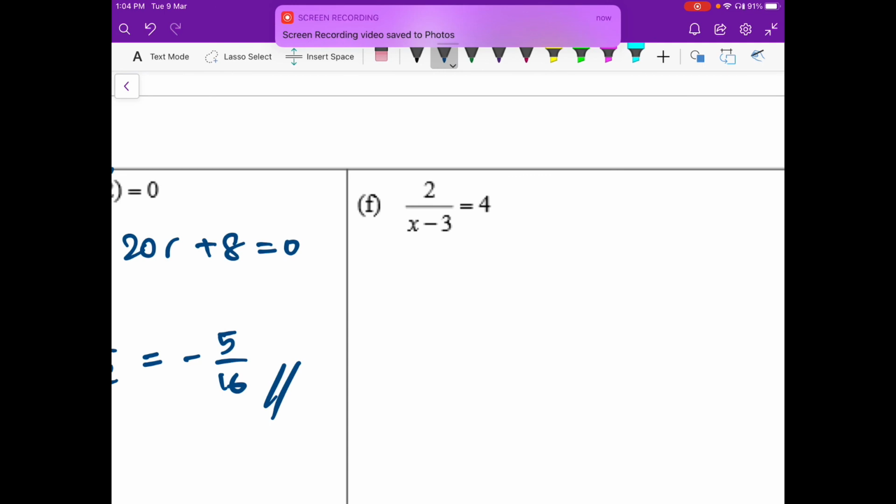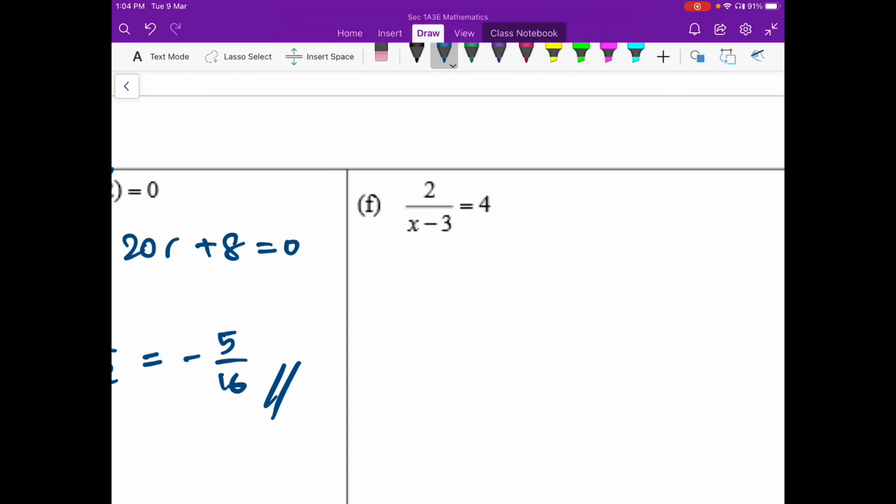Here we have 2 over x minus 3 equals to 4. 2 equals 4 times x minus 3. Okay, yeah, we can do that. Multiplying by x minus 3 on both sides. Alternatively, over 1.